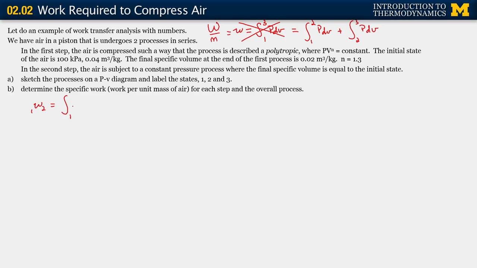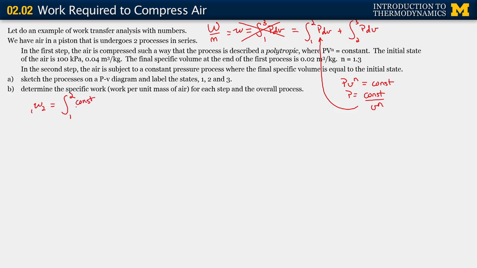And remember, we need to understand how the pressure varies as a function of specific volume. And in that first part of that process, we're told that we have a polytropic compression process. And we know that that means that the pressure and the volume vary using this proportionality: pressure times volume to the n equals a constant. So if we solve for pressure, we have some constant divided by volume to the n. We can take this expression and plug it into the work transfer term for the first part of this 2-step process. So we do that here.